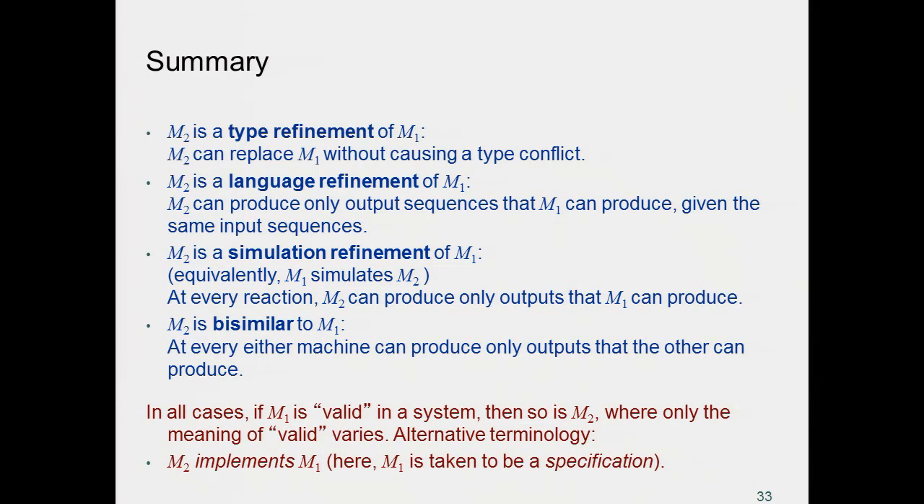So in all cases, we say that M1 is a valid inner system, and so is M2. So this is the notion of refinement, where only the meaning of what is valid, what we believe is valid, varies. So we also say that M2 implements M1 in the sense that, again, the sequence of refinements is always followed when you do a design top-down, right? So you have a specification, refine, refine, refine, refine, until you hit the bottom, okay?